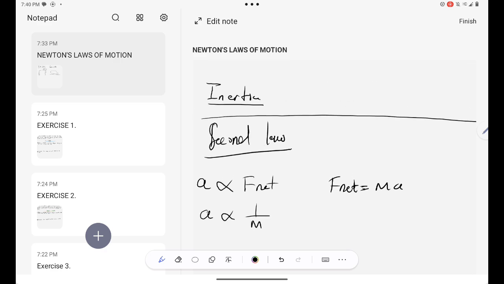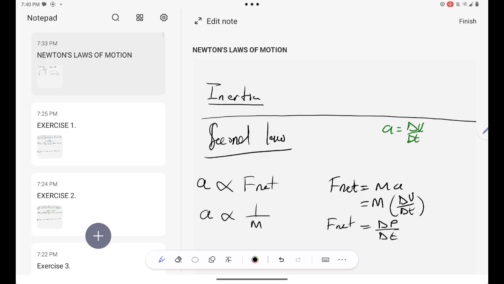But by definition, what is acceleration? Acceleration is the rate of change of velocity. So whenever I calculate my F net, I can say mass multiplied by the rate of change of velocity. At my numerator, I have mass multiplied by the change in velocity, which is the change in momentum, and I still have the change in time at my denominator.